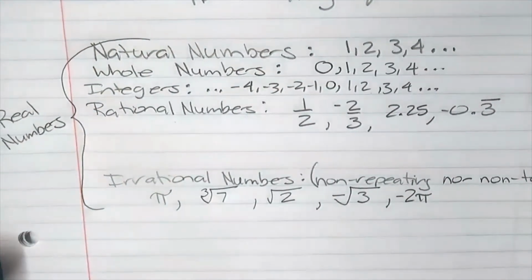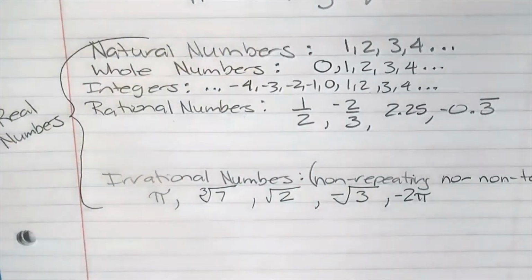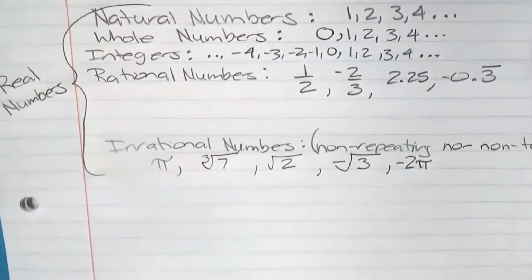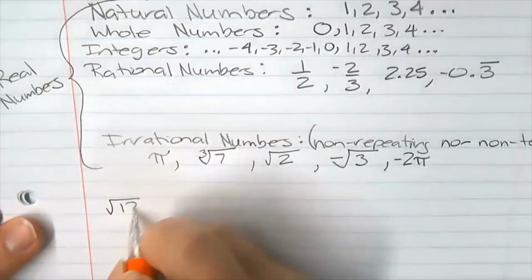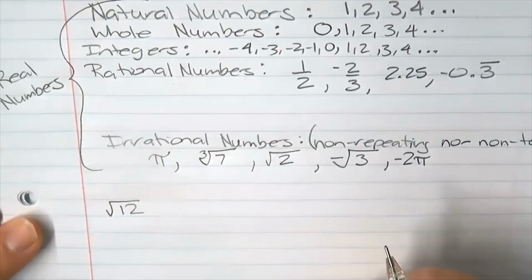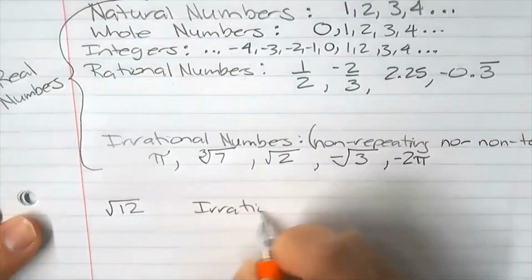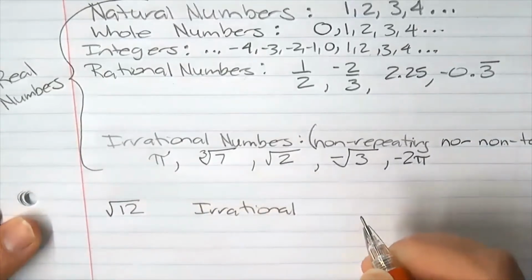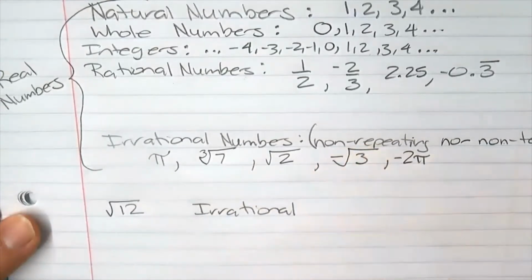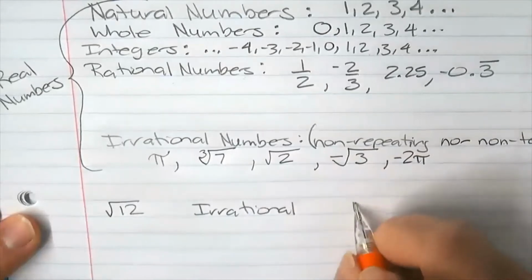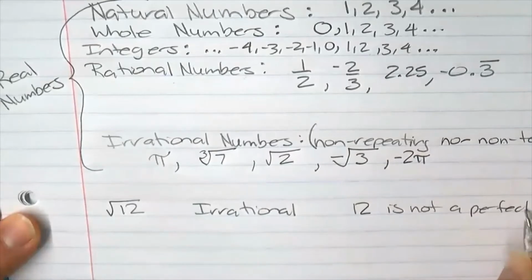Okay? So let's go through some examples. The square root of 12 is irrational because it's not a perfect square. It's non-repeating and non-terminating. So 12 is not a perfect square.